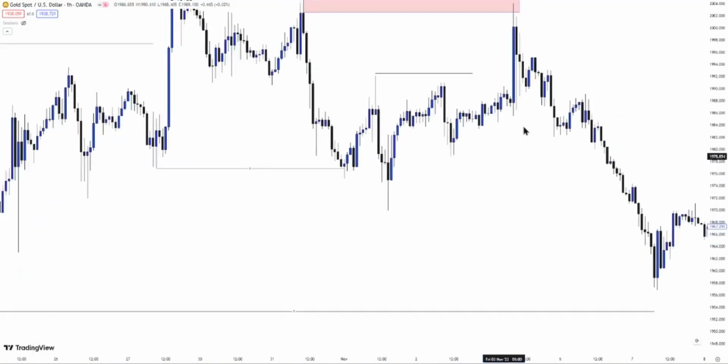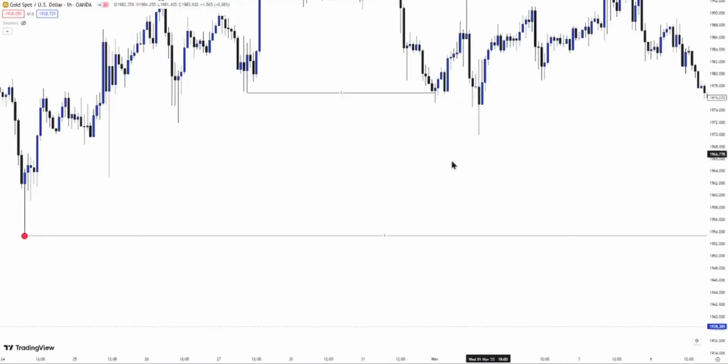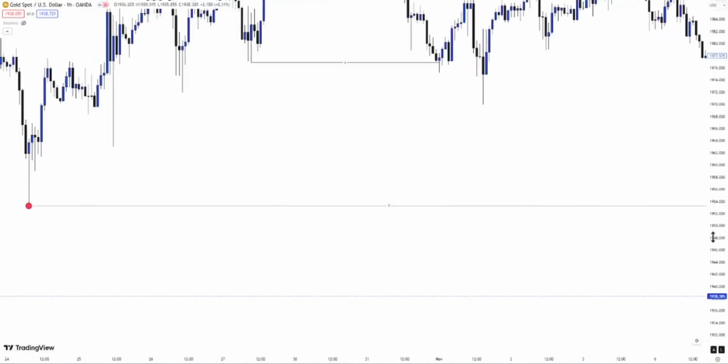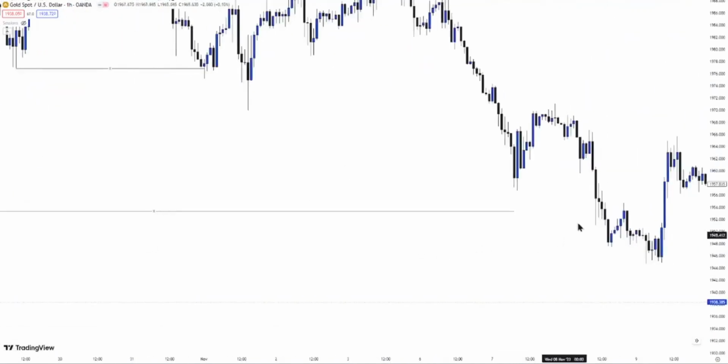When it came down, take a look at what happened here. Remember, this is your last significant low on the 1 hour time frame before this higher high. And so when price takes it out with a candle closure, that becomes your change of character on the 1 hour. But on the daily time frame, this is your inducement. I want you to understand that.